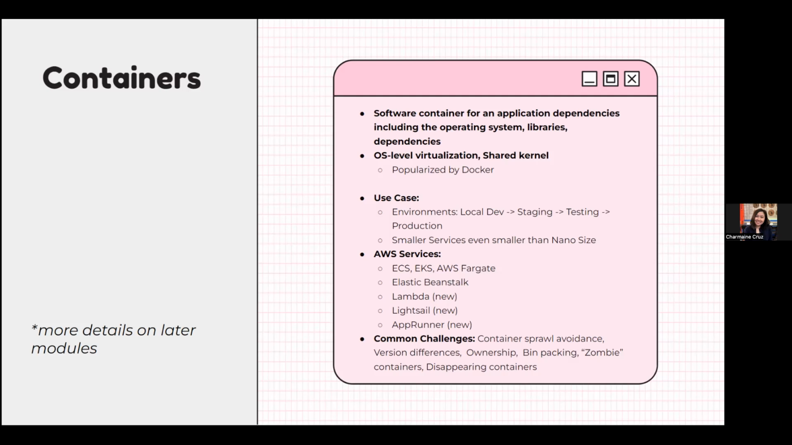For use cases, we have environments testing from local, staging testing, to production. And it is divided into small services and even smaller. Ang pinaka-small natin is nano size. So we could have that for containers. And yung mga AWS services na we'll be discussing in this presentation would be ECS, EKS, Kubernetes, AWS Fargate, and the use of Elastic Beanstalk, serverless Lambda, and a few additional, Lightsail and AppRunner.